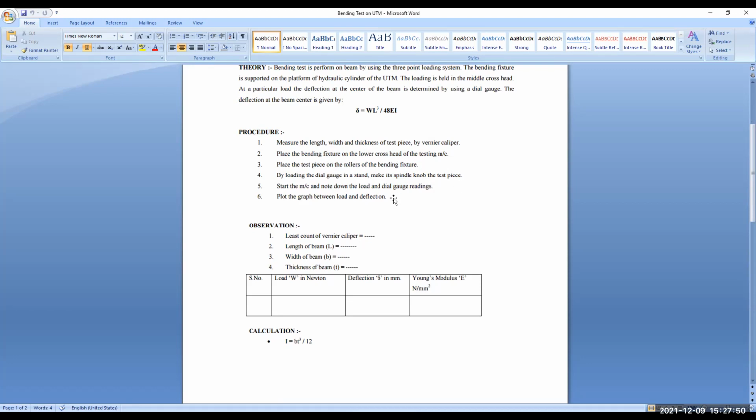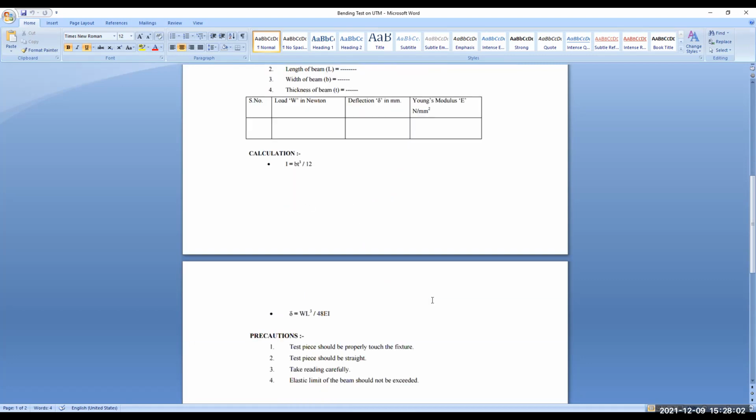Plot the graph between load and dial reading. This count should be noted. The length of the beam, width of the beam, and thickness of the beam are known. So load in Newton, deflection in millimeters, and Young's modulus in Newton per square millimeter can be found.